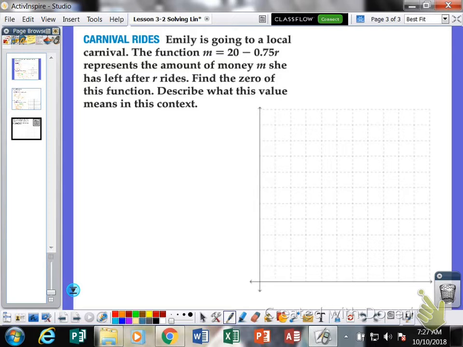All right, so we have this graph. The first thing we need to do is label our graph. The horizontal axis is going to be the number of rides that she takes, so 1 ride, 2 rides, 3 rides, 4 rides. And the y-axis is going to be the amount of money.